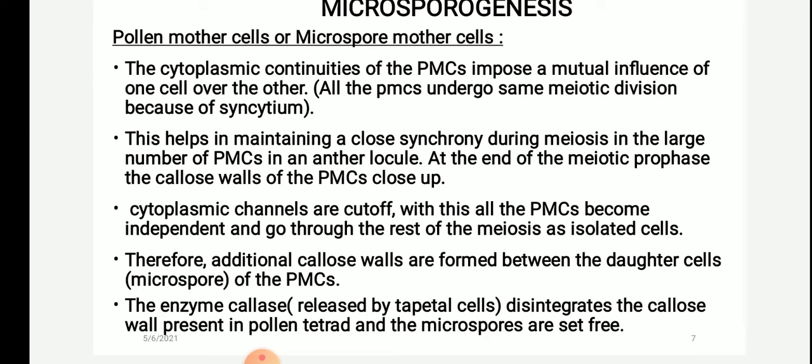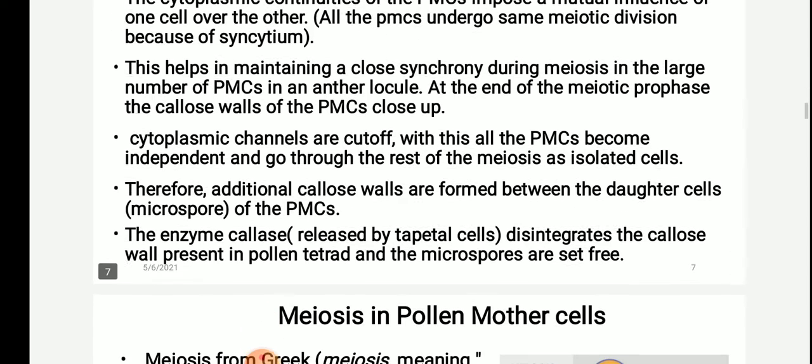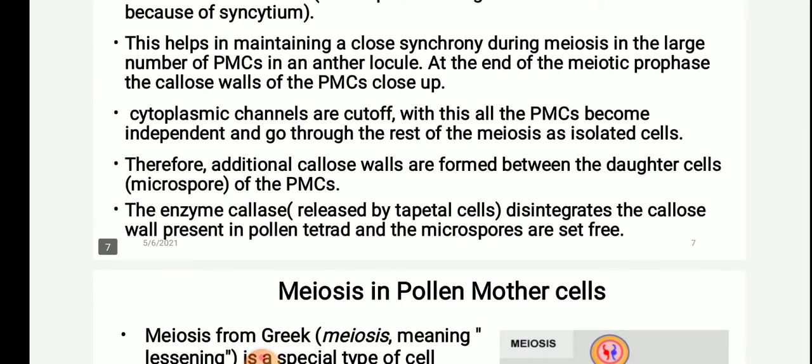The cytoplasmic continuities of the PMCs impose a mutual influence of one cell over the other. All the PMCs undergo the same meiotic division because of the syncytium. So this cytoplasmic bridge or channel helps the pollen mother cells to undergo the same meiotic stage. This helps in maintaining close synchrony during meiosis in the large number of PMCs in an anther locule.